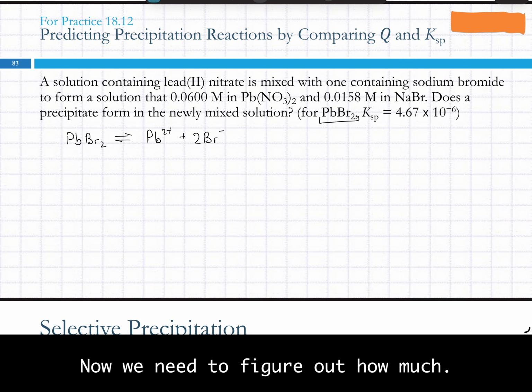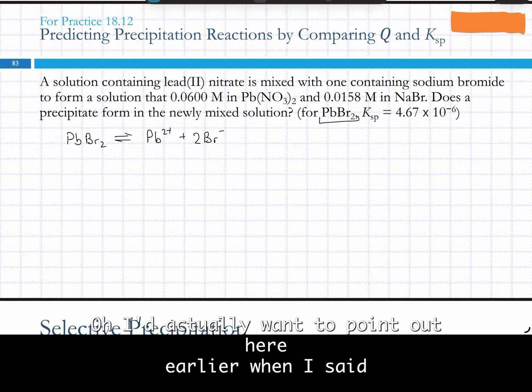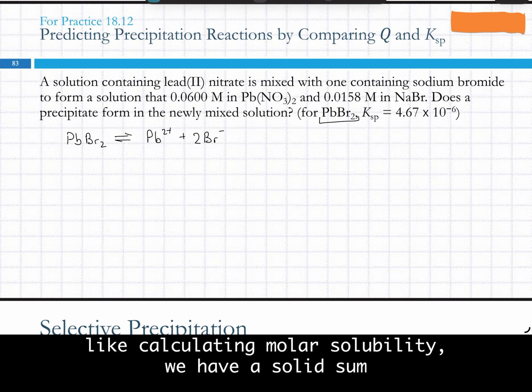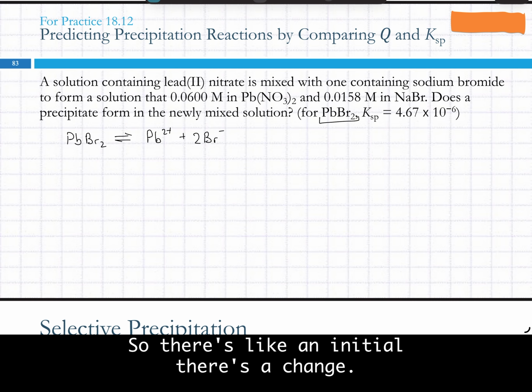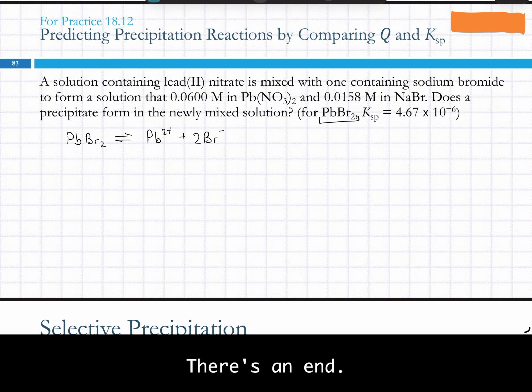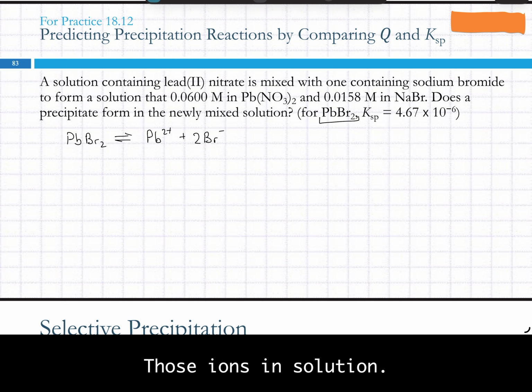Now we need to figure out how much. Oh, and actually, I want to point out here, earlier when I said calculating molar solubility, we have a solid, some of it's dissolving, molar solubility tells me how much. So there's an initial, there's a change, there's an end. My initials would be 0, my change would be how much becomes those ions in solution. And then I would have an end state.